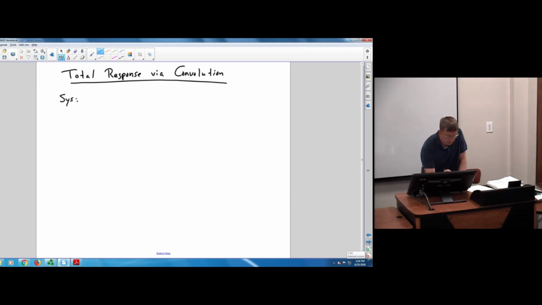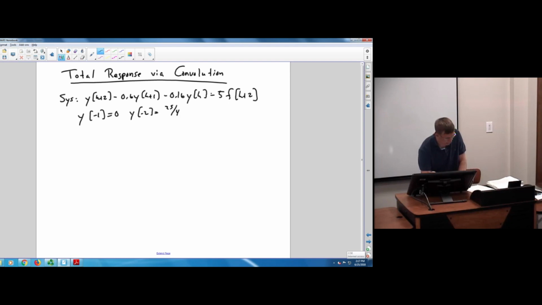So here's the system. Y of k plus 2 minus 0.16 plus 1 that we've looked at many a time. And here are the initial conditions. And we have an input. So this is the full-blown everything. And I want to know y of k. What is the total response?